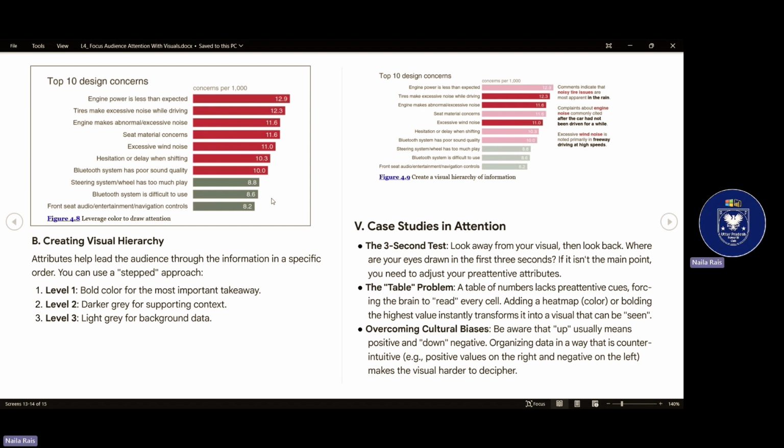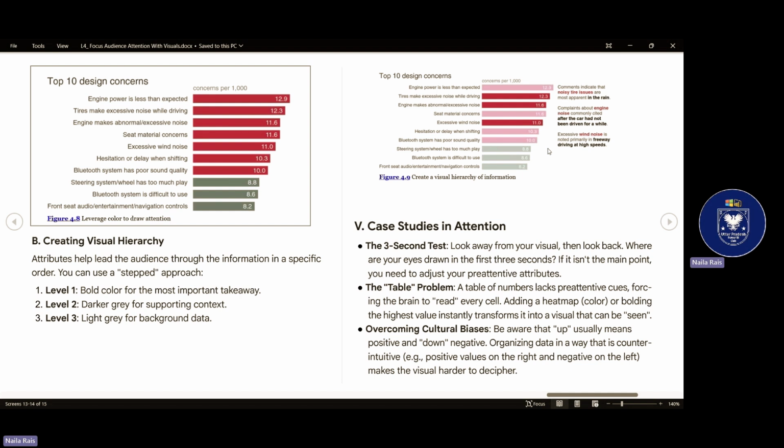B. Creating visual hierarchy. Attributes help lead the audience to the information in a specific order. You can use a stepped approach. Level 1, bold color for the most important takeaway. Level 2, darker gray for supporting context. Level 3, light gray for background data.